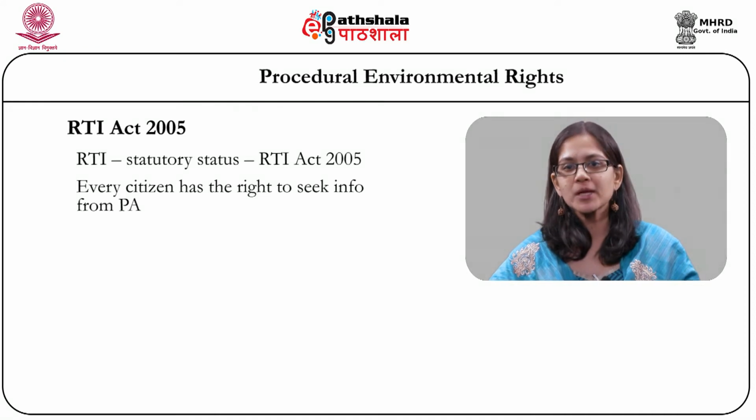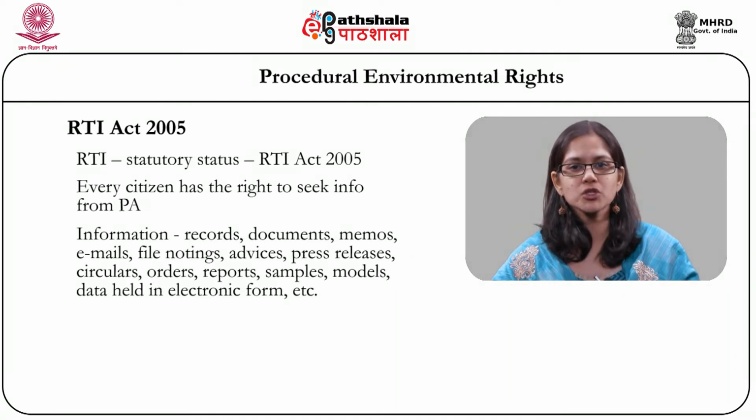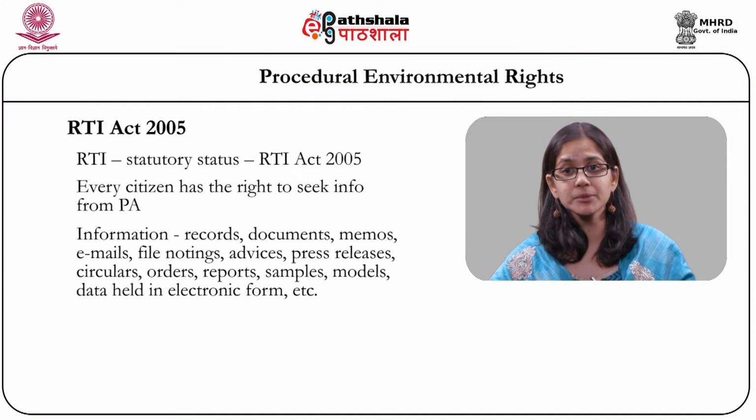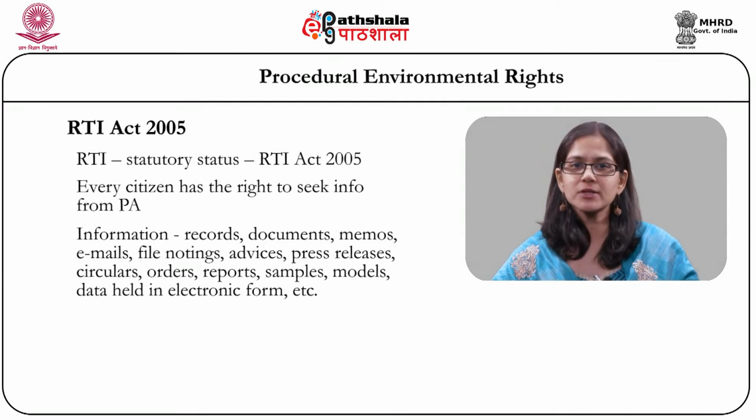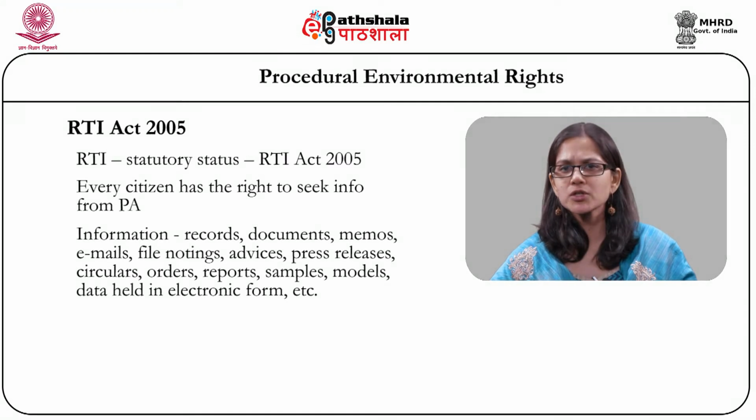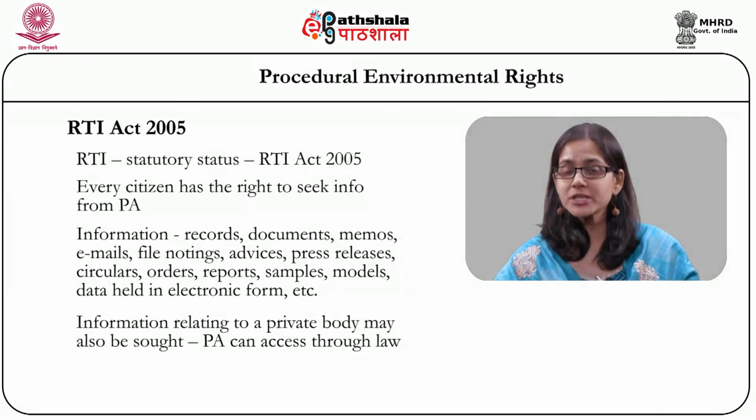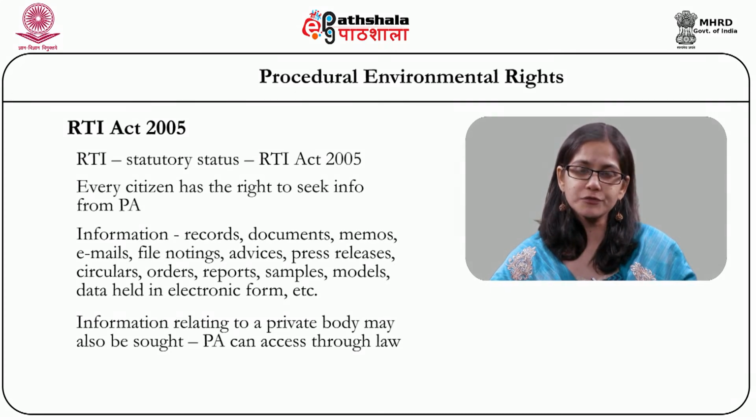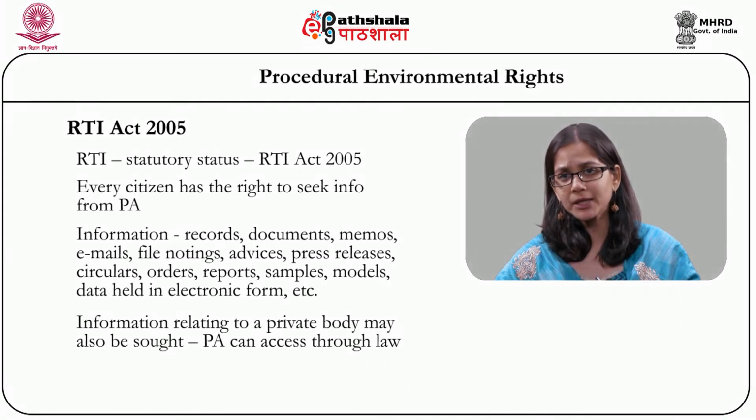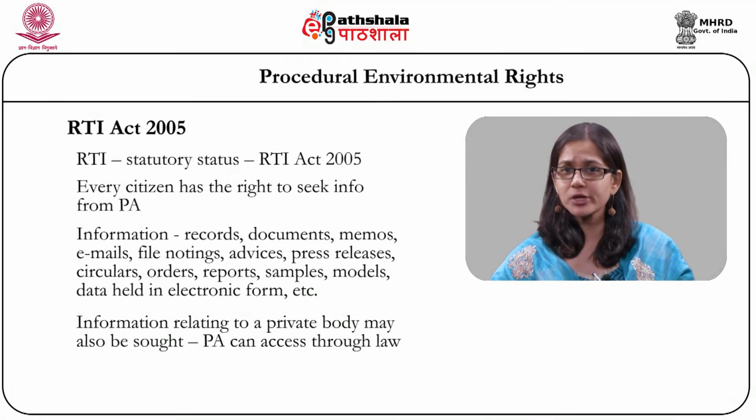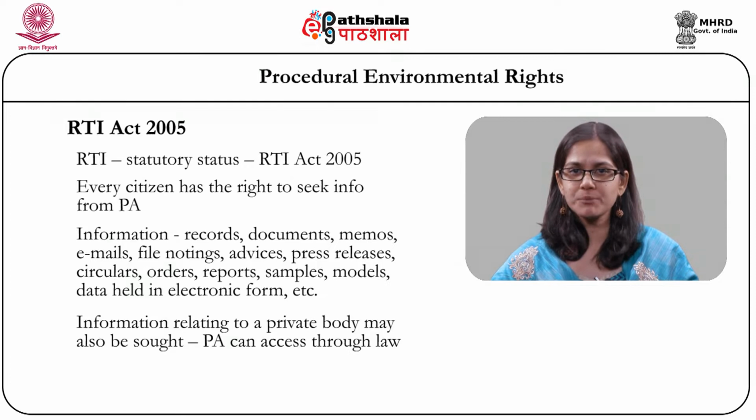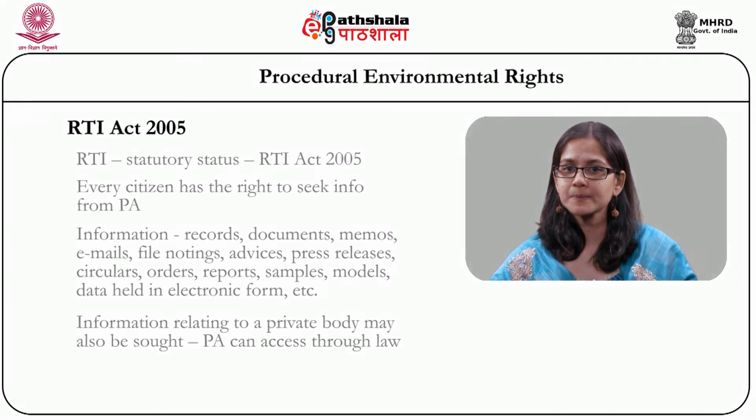What is information? Information is, for instance, records, documents, memos, email communication, file notings, press releases, advices, circulars, orders, samples, models, data held in electronic form. All this is information under the Right to Information Act. Information relating to a private body may also be sought under the Right to Information Act. So it's not just information held by public authorities, but also those held by private bodies. However, this should be information that public authorities can access through law from the private bodies.